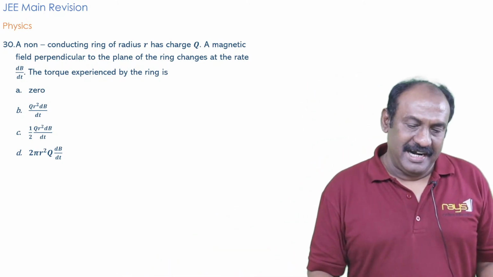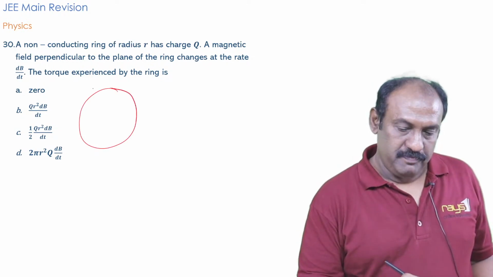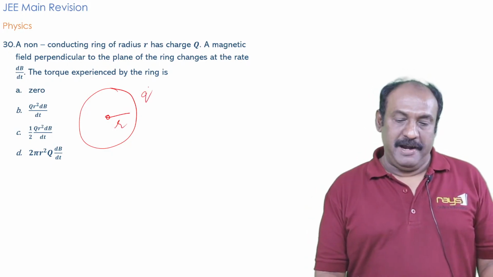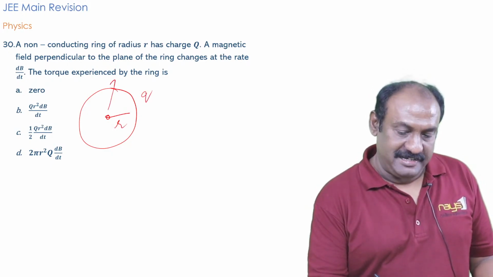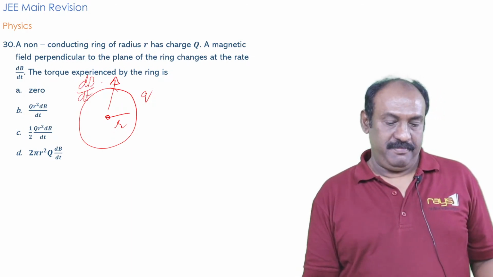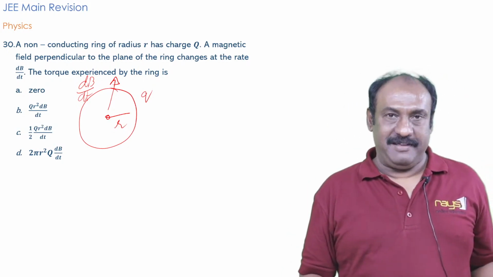A non-conducting ring of radius R has charge Q. A magnetic field perpendicular to the plane of the ring changes at a rate dB by dt. Then the torque experienced by the ring.